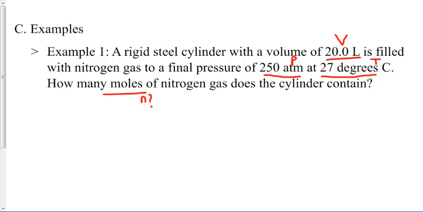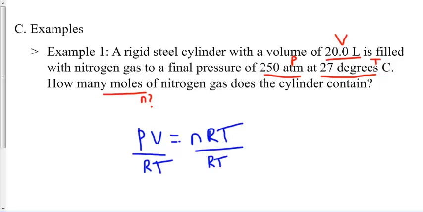So let's go ahead and look at how we're going to do this. We'll use PV equals nRT. We need to solve for n. So think about your algebra. How would you solve for n? You always do the opposite of what's being done. Right now it's n times R times T. What's the opposite of multiplying? You're going to divide by RT on both sides. So when you divide, you end up with getting rid of the RT on this side, so n by itself equals PV over RT.